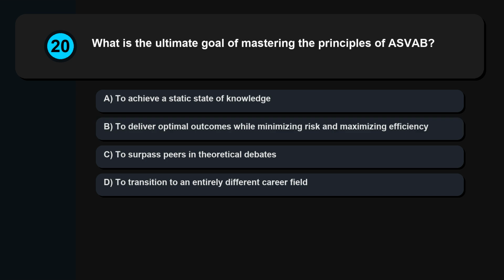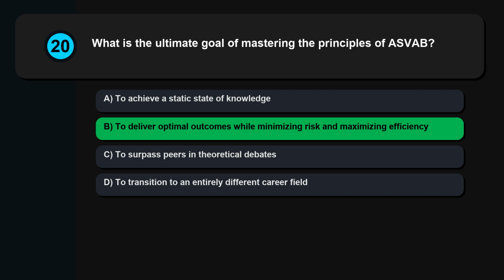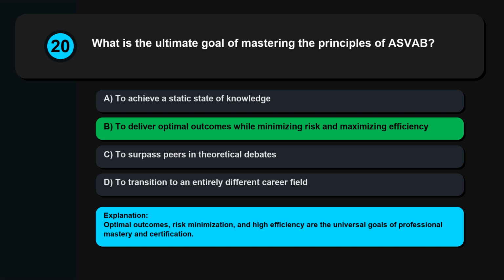Question 20. What is the ultimate goal of mastering the principles of ASVAB? To achieve a static state of knowledge, to deliver optimal outcomes while minimizing risk and maximizing efficiency, to surpass peers in theoretical debates, to transition to an entirely different career field. Optimal outcomes, risk minimization, and high efficiency are the universal goals of professional mastery and certification.